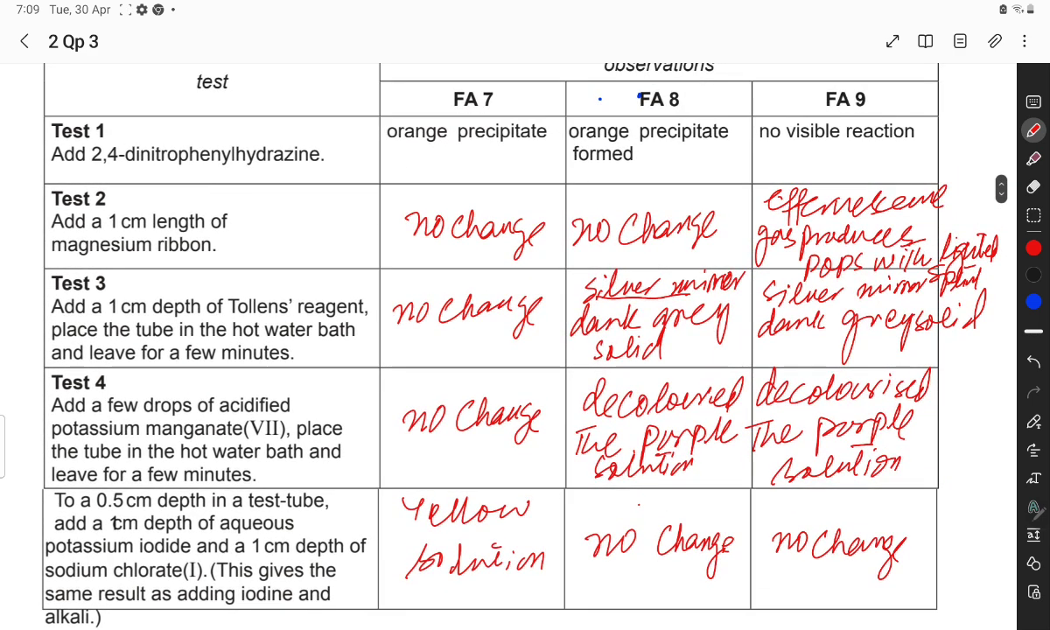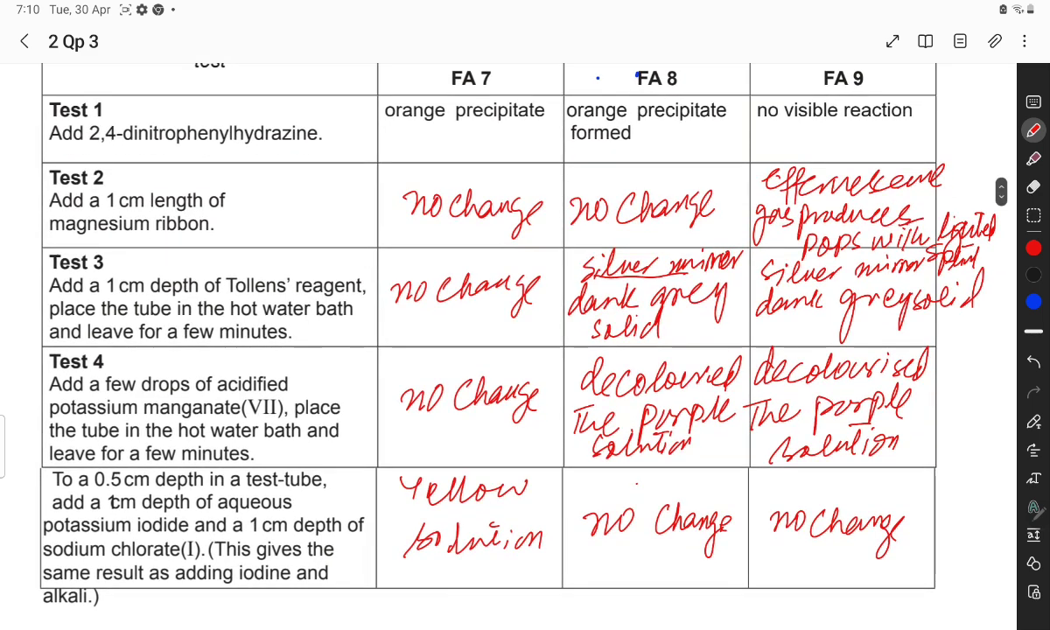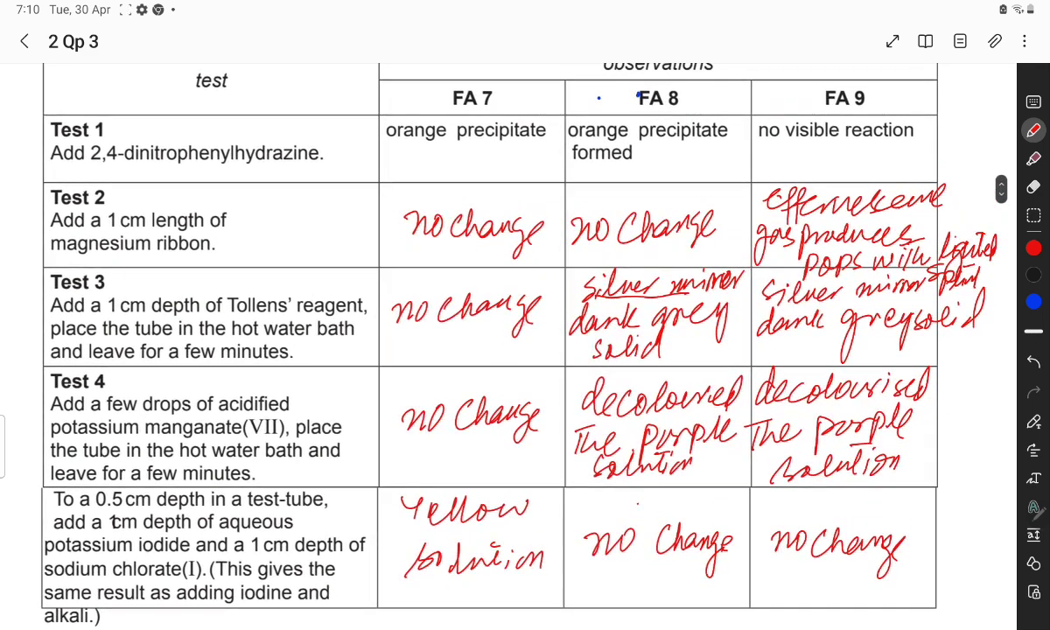No change with FA7, but FA8 decolorized potassium manganate from purple to colorless. FA9 also decolorized the purple solution. So it means that if with Tollens reagent no change is there, FA7 definitely will be ketone and FA8 will be aldehyde. And if magnesium ribbon produces hydrogen gas, then FA9 definitely will be carboxylic acid.